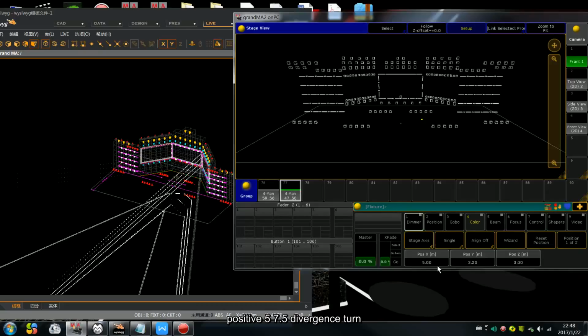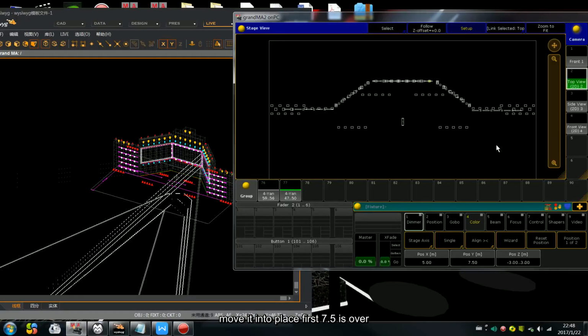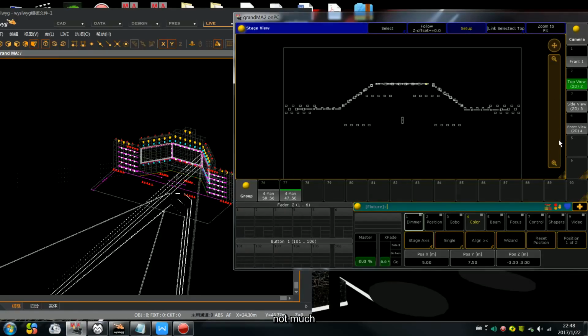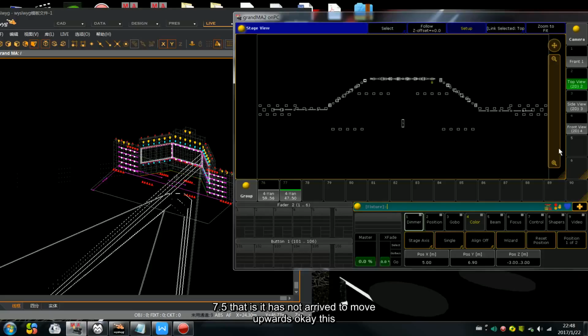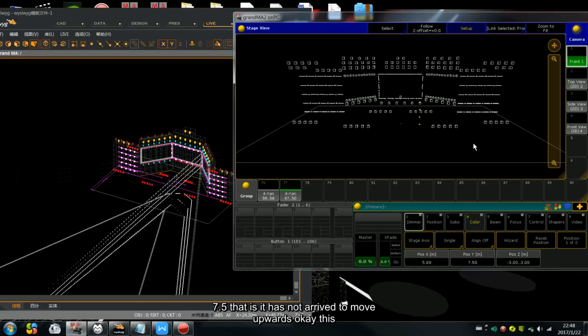Divergence. Turn. It should be me. Move it into place first. 7.5 is over. Not much. 7.5. That is, it has not arrived to move upwards. Okay.